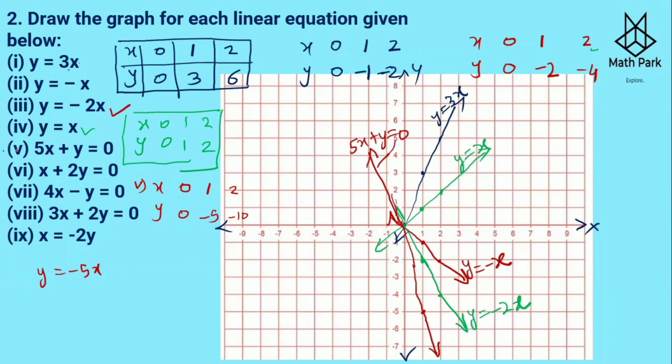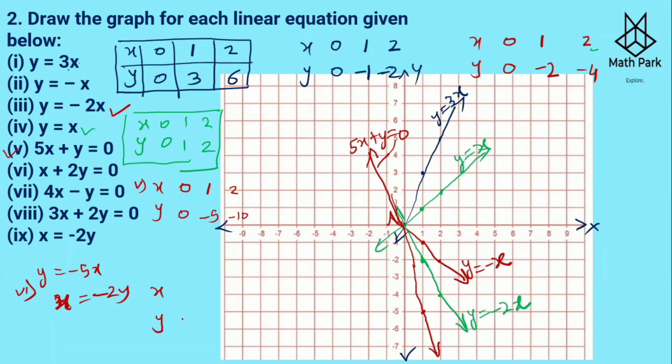Then we have x plus 2y is equal to 0. This can be done in separate graphs, but since the lines are not going to overlap, we can do it over here. So for the sixth one, you have x plus 2y is equal to 0. So we can take x is equal to minus 2y, and then create a table of x and y.